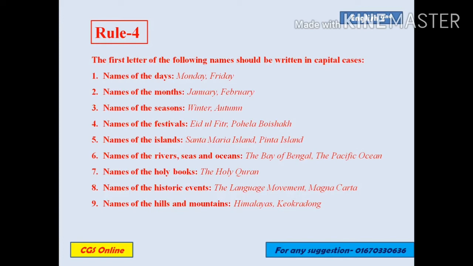Okay, let's see some of the examples of this. This rule is very important when you're writing something. You have to be very careful with these 9 items. You must write these items in capital letter form. Okay, so here are some of the examples.